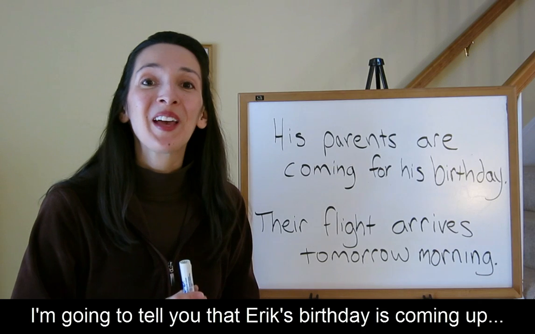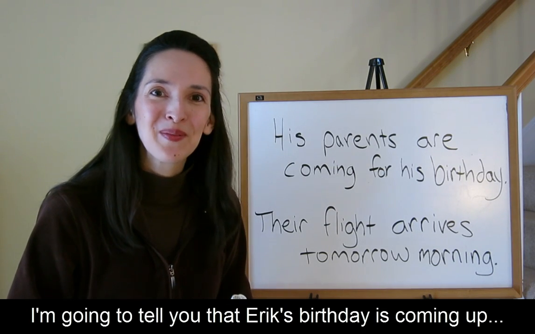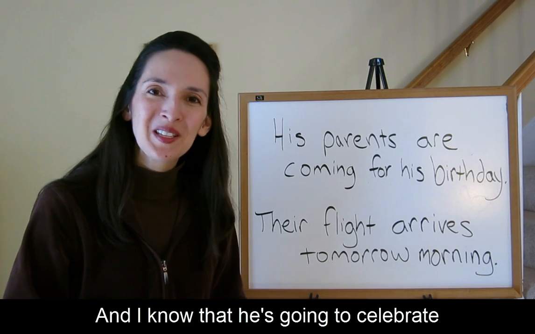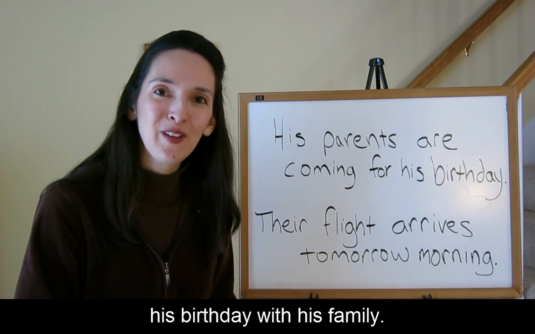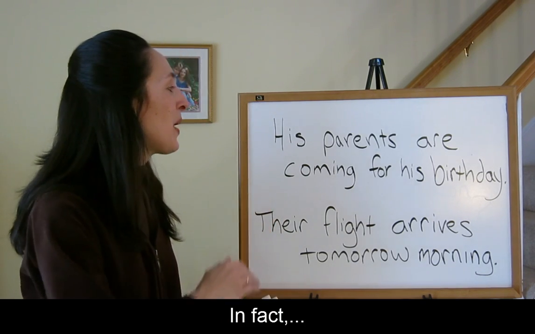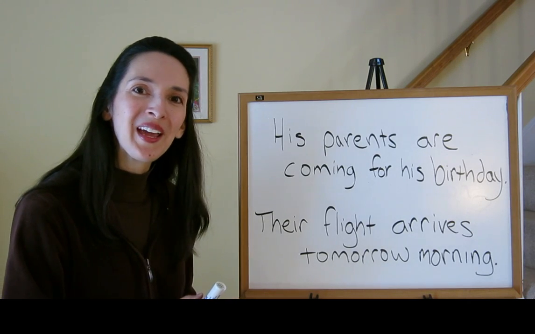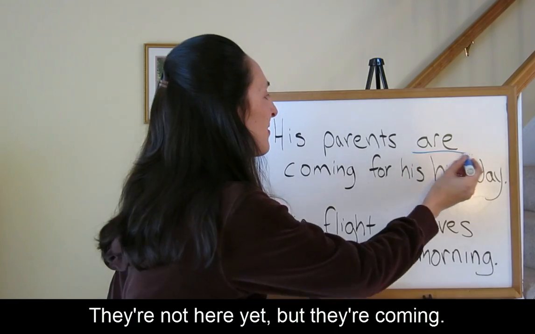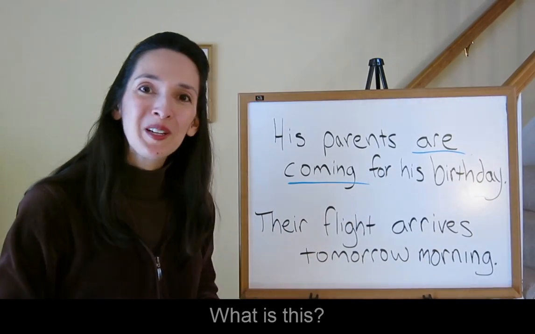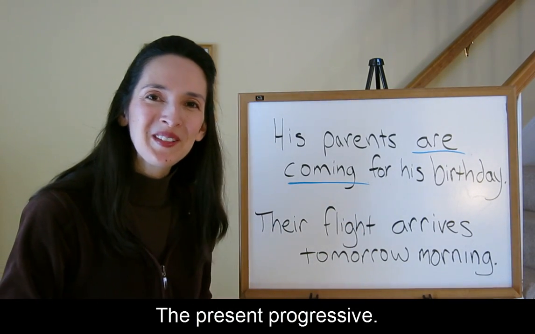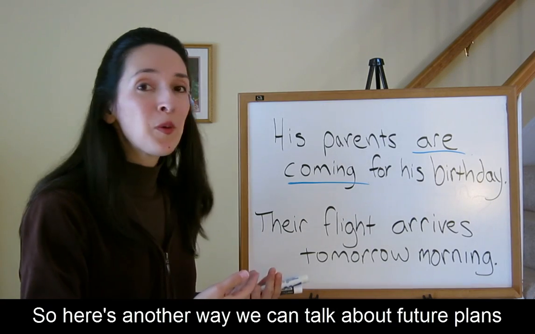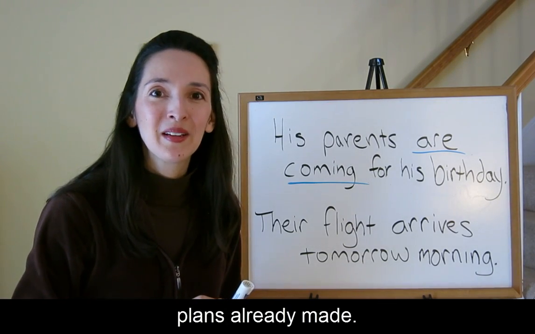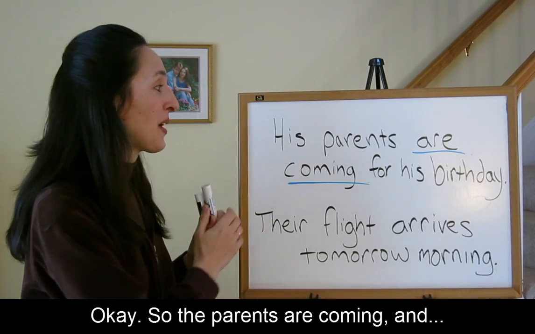I'm going to tell you that Erik's birthday is coming up this month, in fact this week. And I know that he is going to celebrate his birthday with his family. In fact, his parents are coming for his birthday. They're not here yet, but they're coming. What is this? The present progressive. So here's another way we can talk about future plans, plans already made. Okay, so the parents are coming.